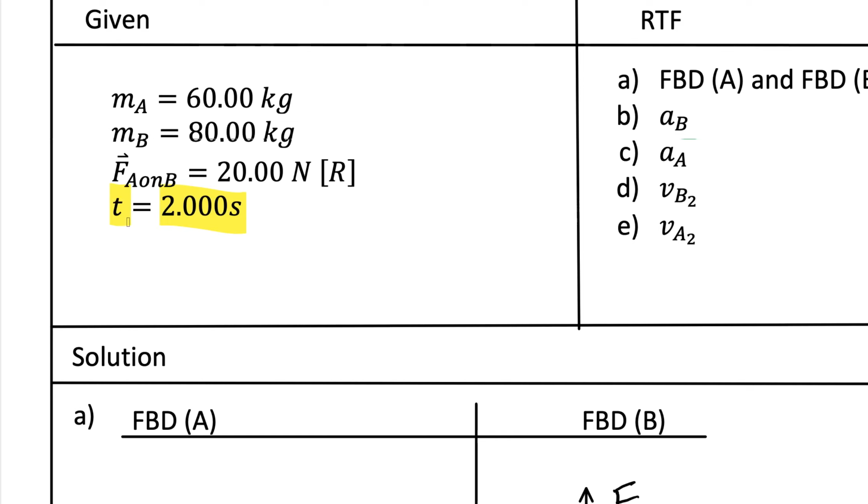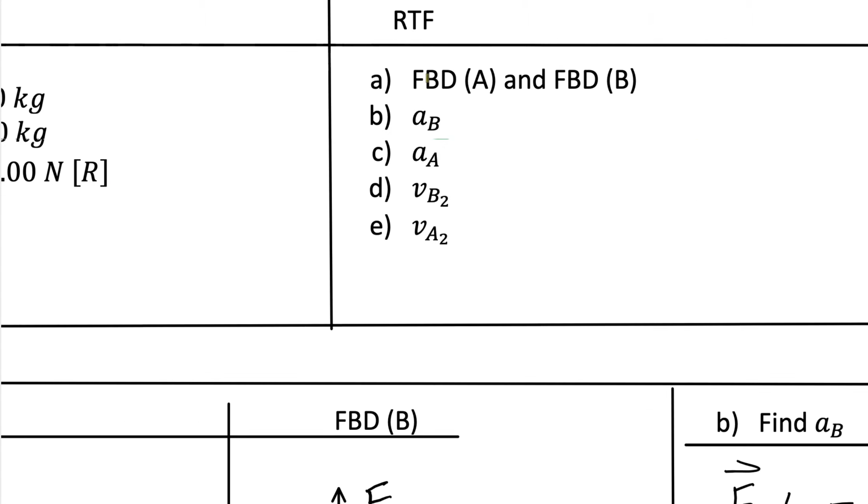Now notice I didn't bother putting a subscript on time, and the reason being, I should say, is that the time of 2 seconds applies to both students. So for part A, you're looking for the free body diagram of student A and student B. In part B, you're looking for the acceleration of student B. Part C, the acceleration of student A. Part D, the final velocity of student B. And part E, the final velocity of student A.